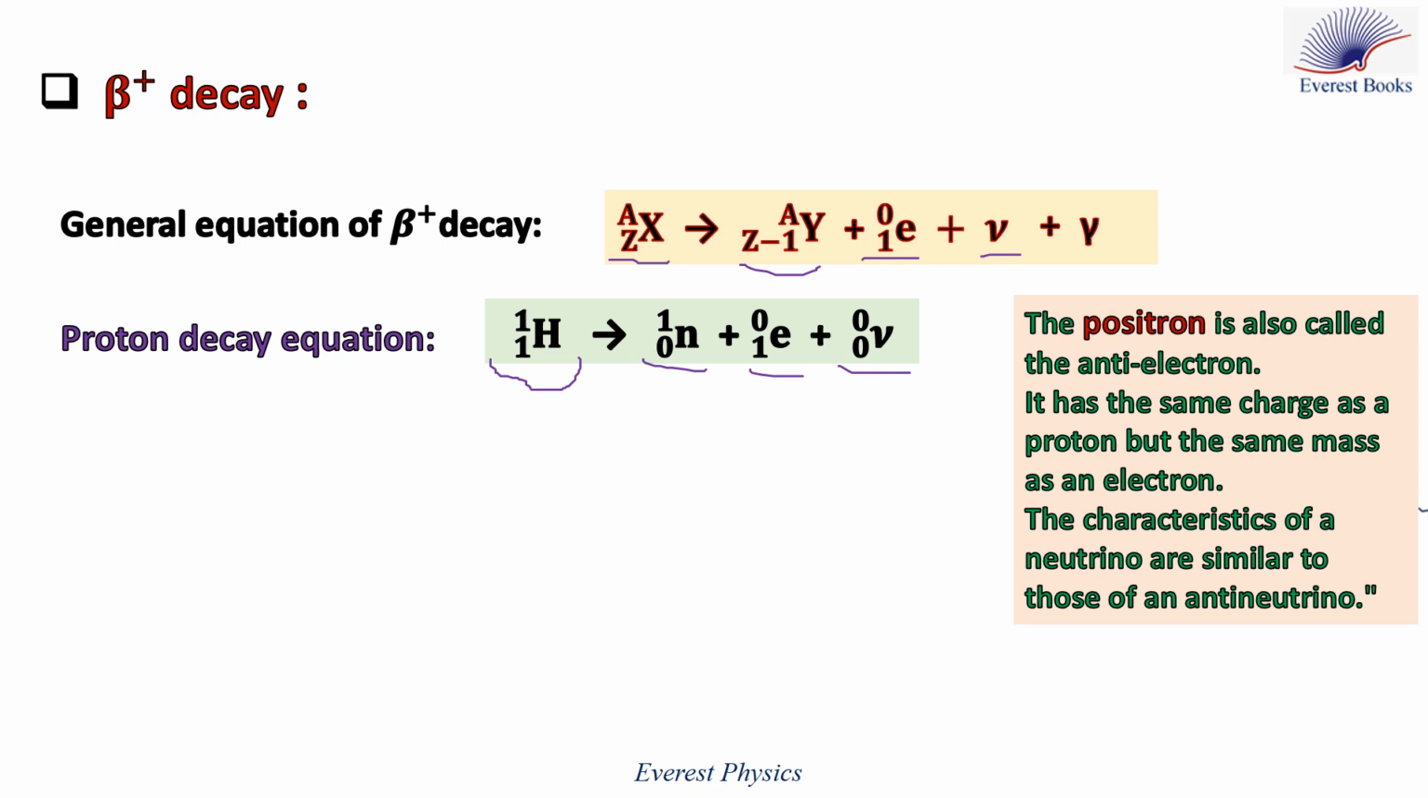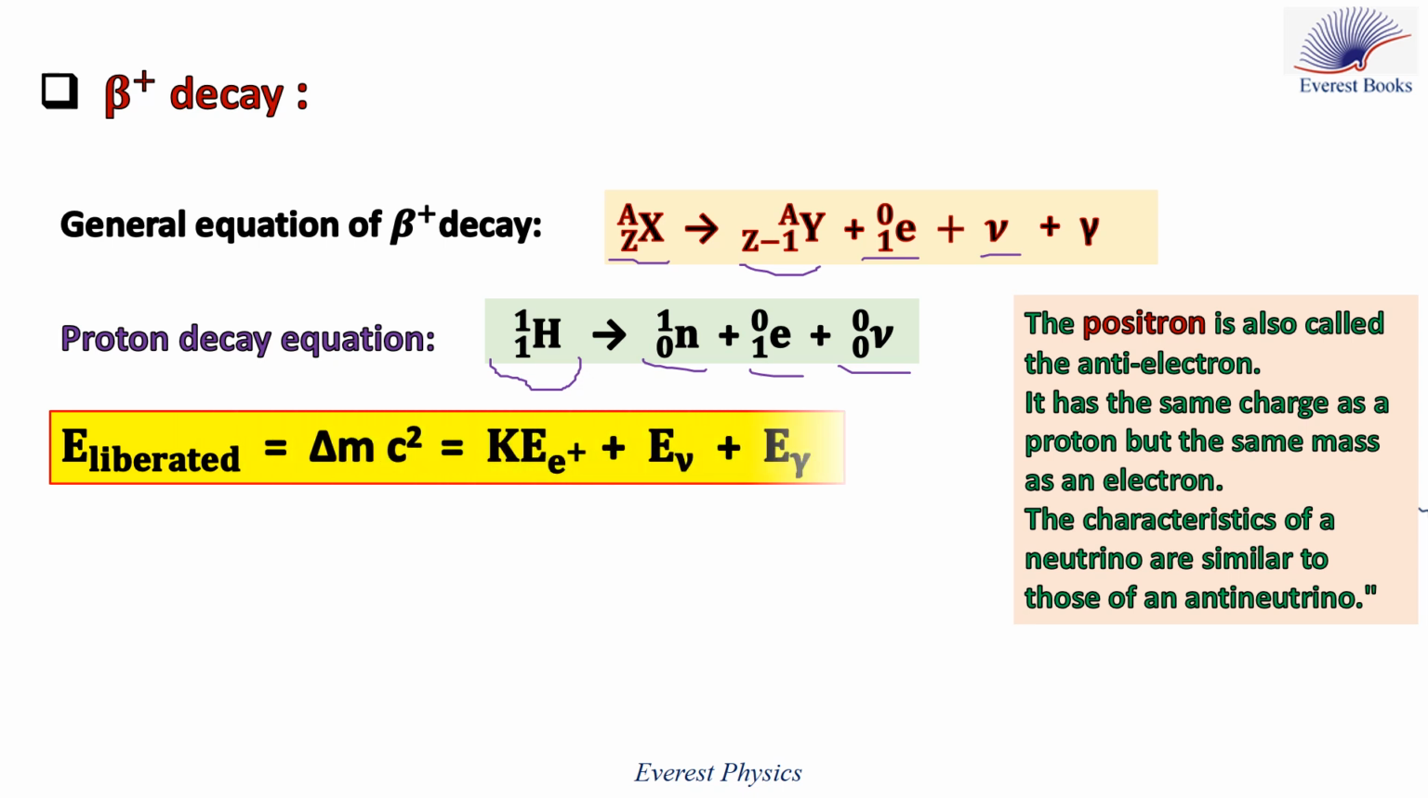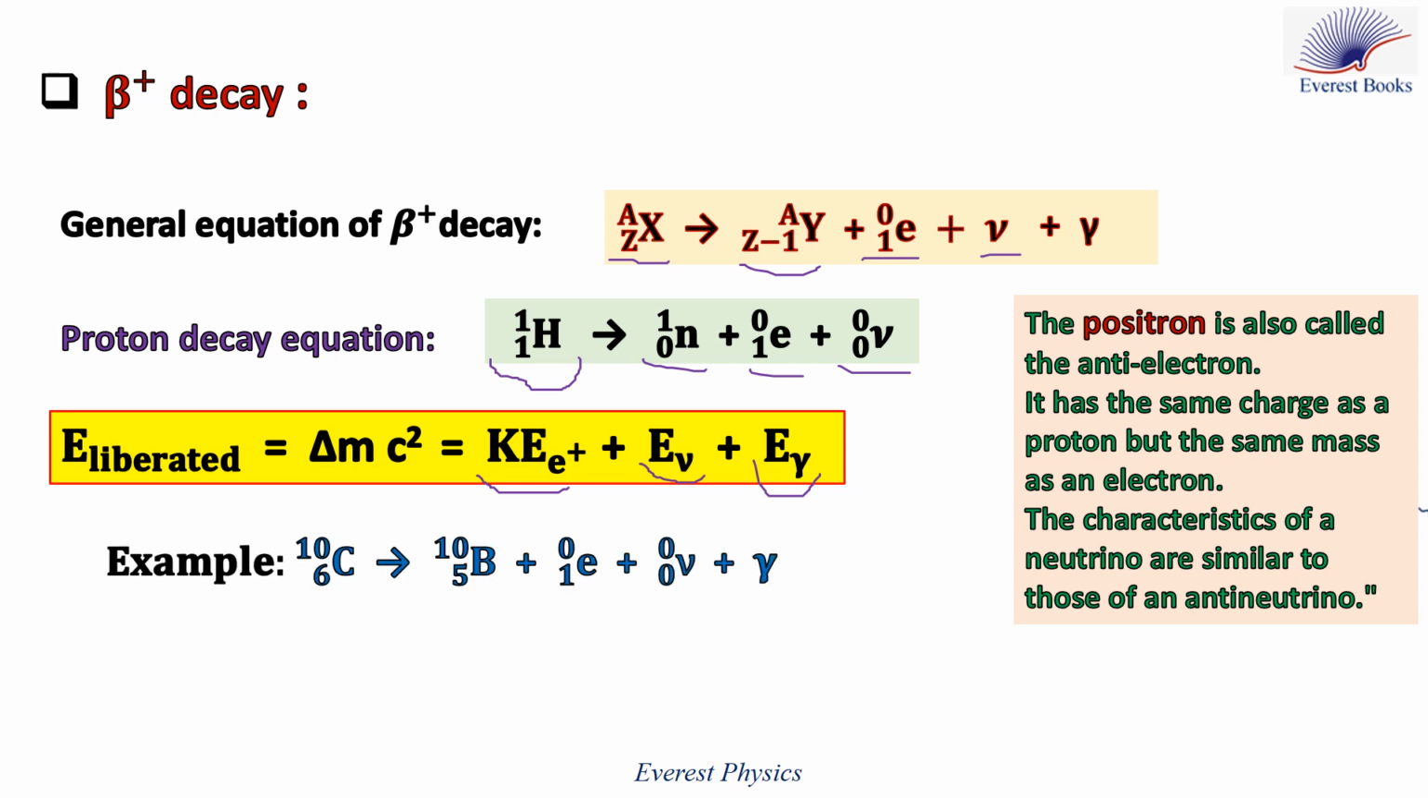By neglecting the kinetic energy of the parent and the daughter nuclei, the liberated energy in this decay would be the sum of the kinetic energy of the positron, the kinetic energy of the neutrino, and the electromagnetic energy of gamma rays. As an example, carbon-10 decays into boron-10 by emitting a positron, a neutrino, and a gamma ray photon. Beta plus has a strong penetrating power.